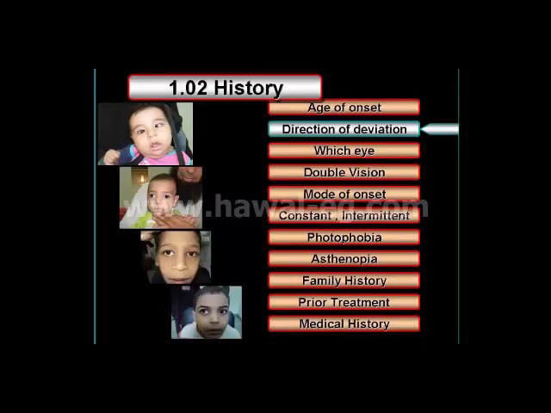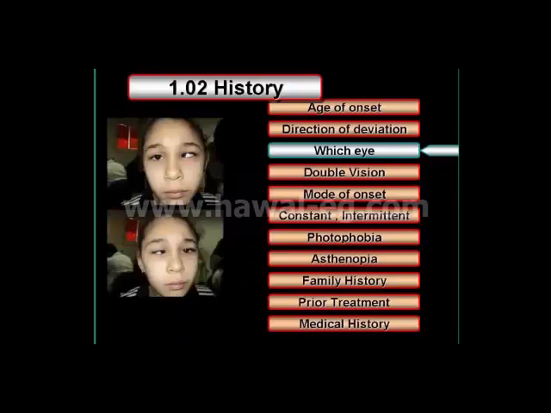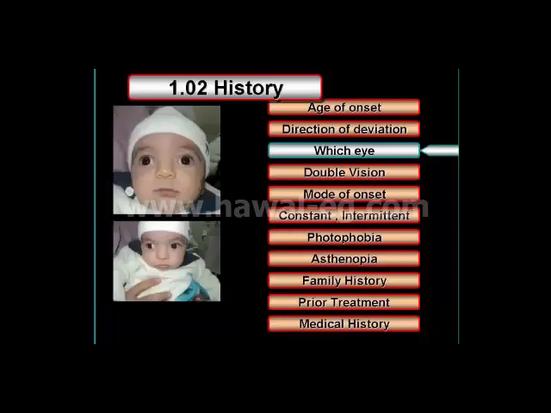Is it isodeviation, exodeviation, vertical deviation, or a combination of these? Then you ask about which eye is the deviating eye. This question will alert the examiner to the presence of an alternating strabismus where there is equal vision in both eyes. Sometimes you may face a preferred eye and an unpreferred eye, where amblyopia is usually present.